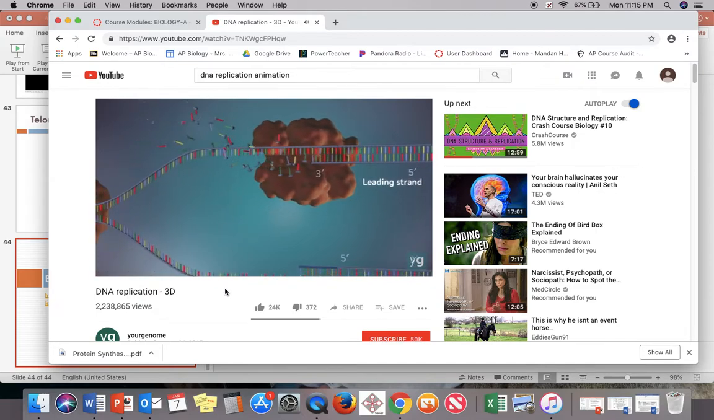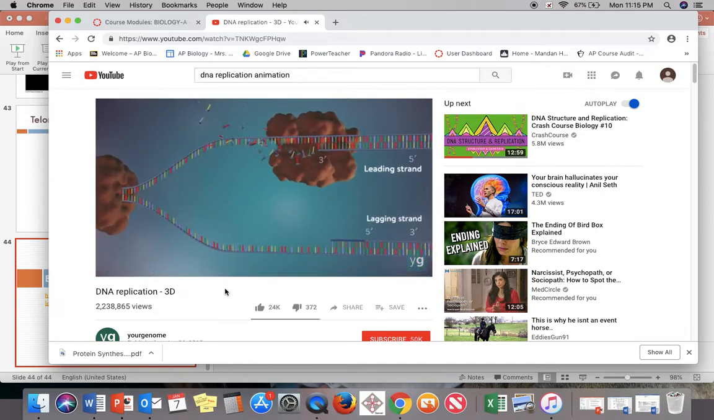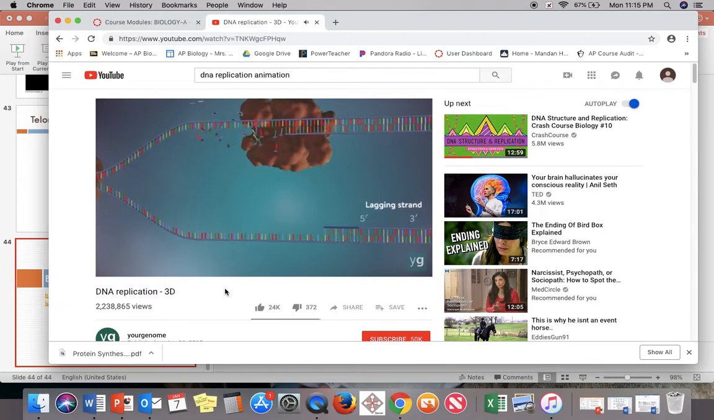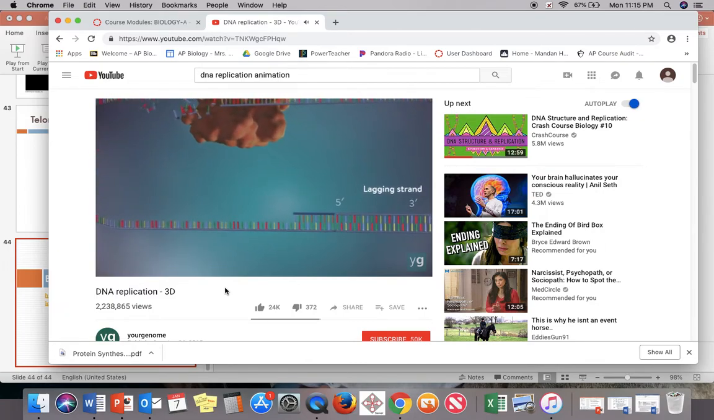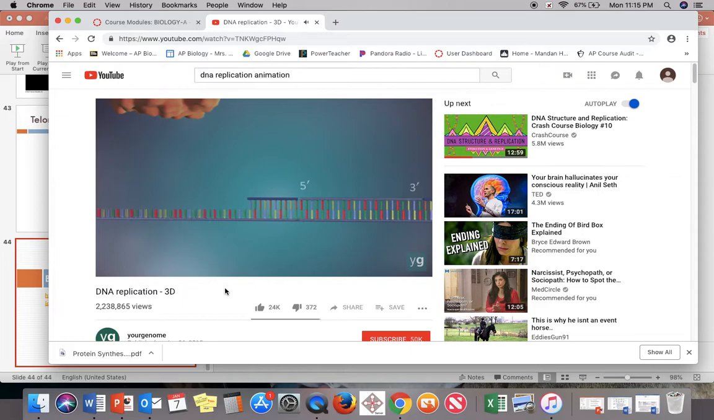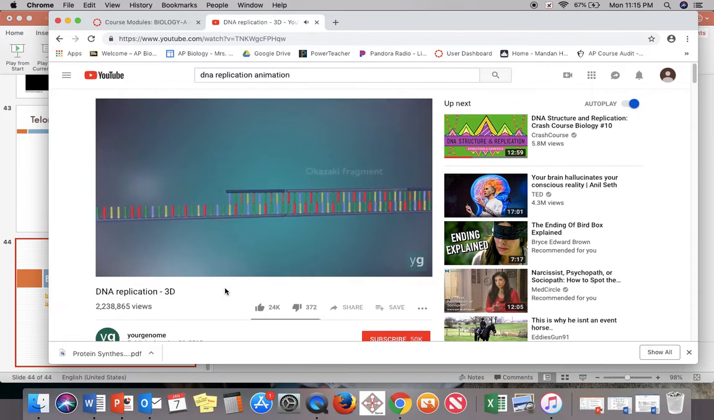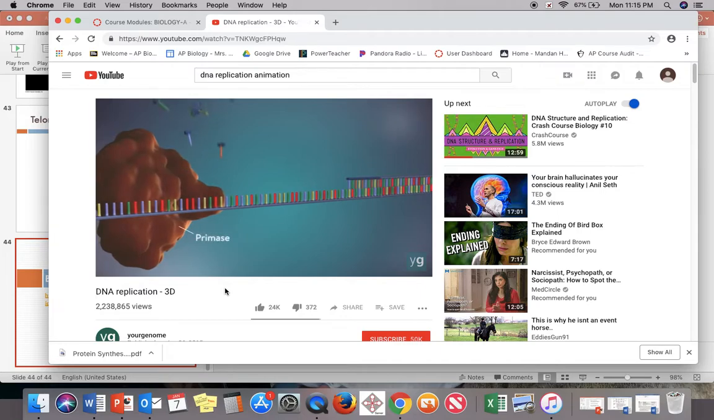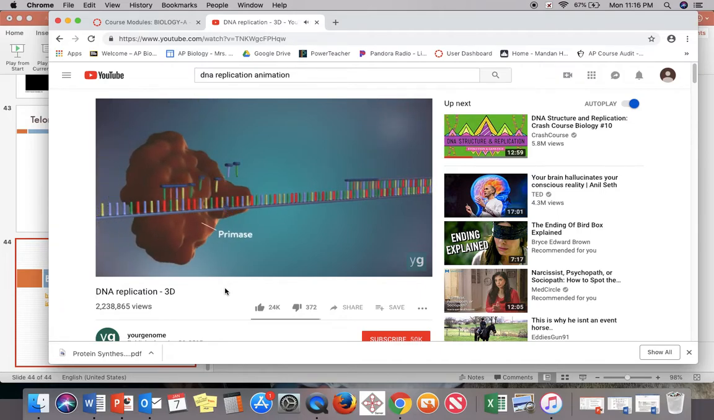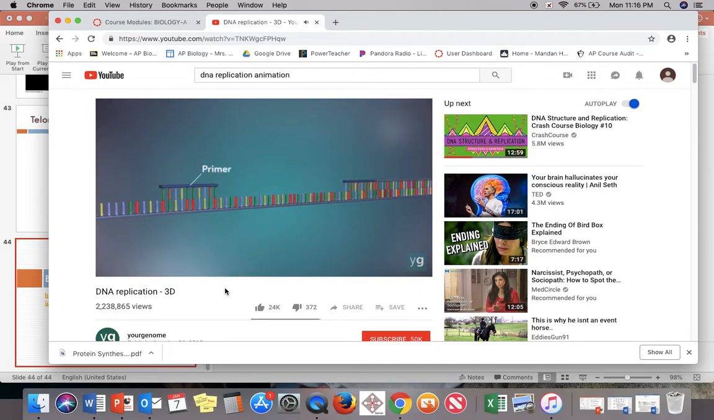The other strand, the lagging strand, cannot be made in this continuous way because it runs in the opposite direction. The DNA polymerase can therefore only make this strand in a series of small chunks called Okazaki fragments. Each fragment is started with an RNA primer. Just like the leading.